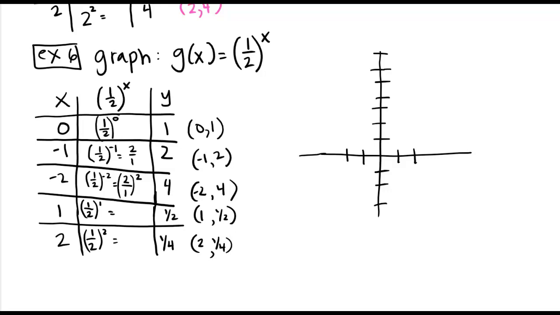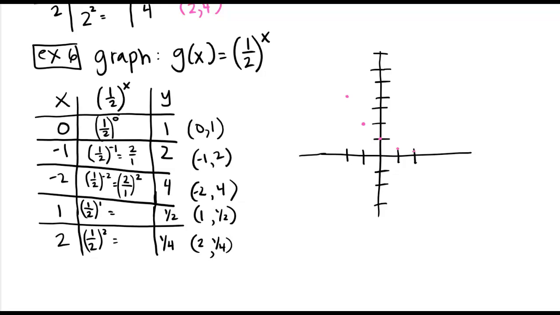And then I'm just going to plot these points on the graph. And I want you to notice what's happening with this one, how it's different than the other one that we had. There are some similarities, but there are some differences too. So (0, 1), and then over -1 up 2 would be there. And then over -2 up 4 would be here. Over 1 up a half, and over 2 up a fourth.